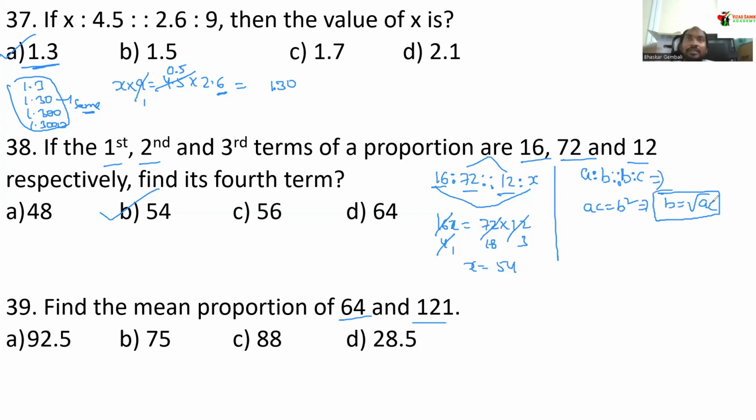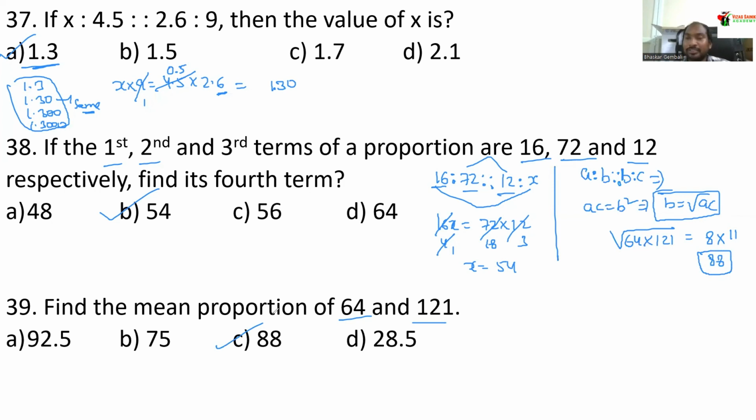Whenever they say mean proportion in a question, they are giving the first and last. When they give first and last, we can find the mean proportion. So product of first and last and then take the root. Root of 64 into 121. Root of 64 is 8, root of 121 is 11. So 8 into 11, the answer is 88. Option C.